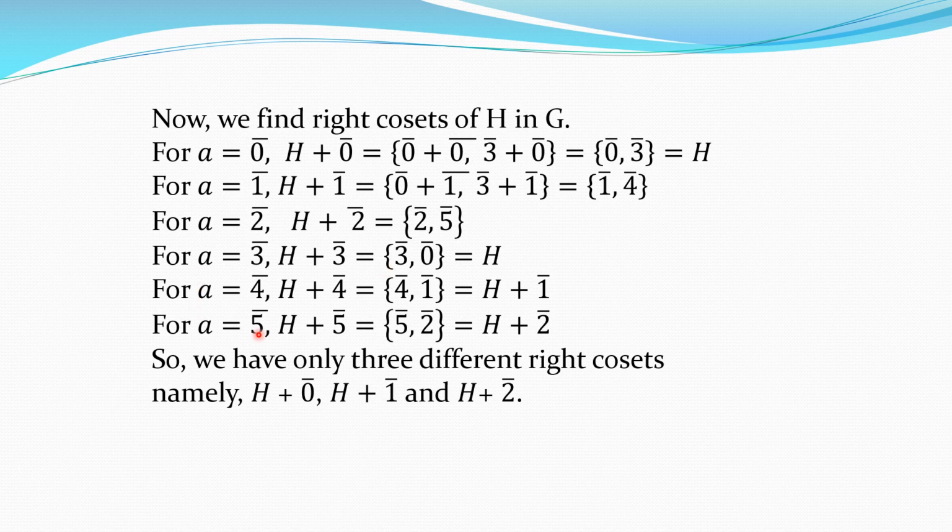Again for 3̄, 4̄, 5̄, we are getting H, H plus 1̄, H plus 2̄. So we have only three distinct right cosets, namely H, H plus 1̄ and H plus 2̄.